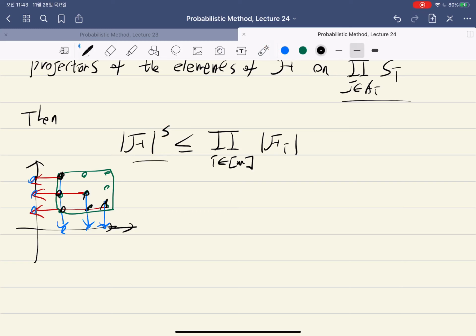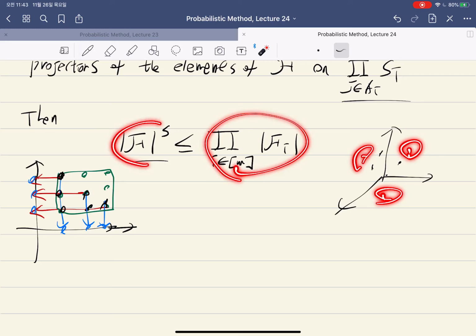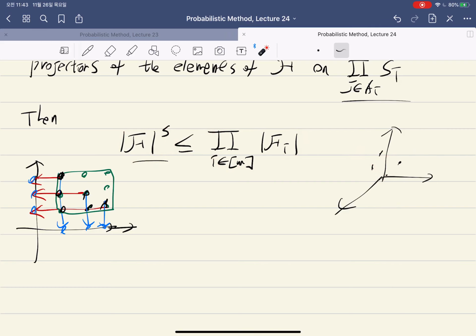And when S is higher, similarly, you consider the points in R3, then you do the projection onto this plane, and onto this plane, and onto this plane, and you count the numbers, and you multiply the 3 together, then that's at least the number of points squared.